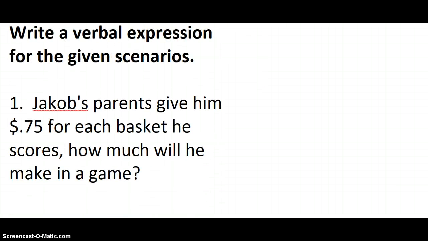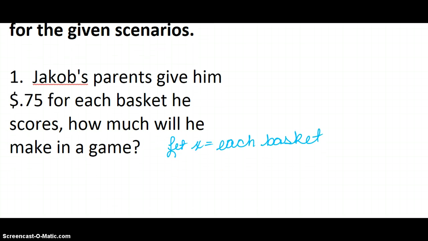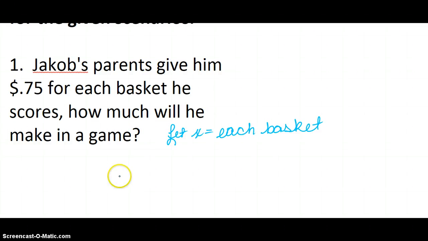Now, we don't always get just a verbal expression. We might get a scenario. So we're going to write a verbal expression for the given scenarios. Okay? So Jacob's parents give him 75 cents for each basket he scores. How much will he make in a game? Well, let's let x equal each basket. And we can't just say let x equal a number, because here it actually equals each basket. It says for every one, he's going to get 75 cents. So it's going to be 0.75 x's of each one.